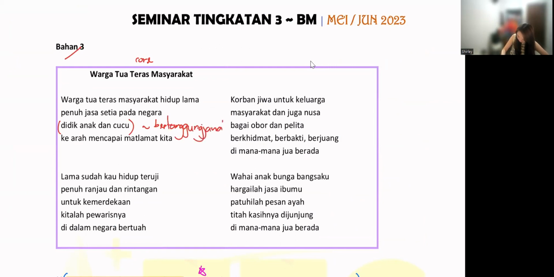Then the next one. "Penuh ranjau," ranjau is a mine. Boom, that one, okay. "Dan rintangan," rintangan means obstacles. "Untuk kemerdekaan. Lama sudah kau hidup teruji, penuh ranjau dan rintangan untuk kemerdekaan." Okay, it means patriotism. Although there are a lot of obstacles, a lot of cabaran, they will still go through just for the kemerdekaan. So this is how I see the nilai here. One and two, the example given.